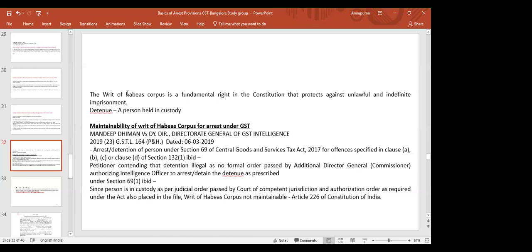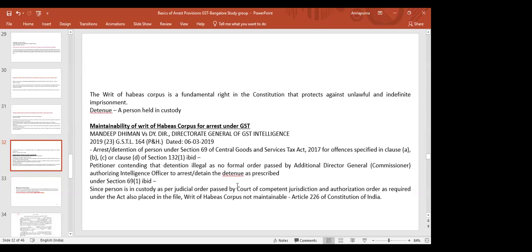So I was able to read this new term, writ of habeas corpus, sir. So I thought I will add it in the slide. It is a fundamental right in the Constitution that protects against unlawful and indefinite imprisonment. I didn't understand, but okay, proceed. It is a new term which I learned today, sir. Habeas corpus. So this morning while I was reading, I thought I'll add it in. It was discussed in one of the judgments, Mandip Diwan versus Deputy Director General of GST Intelligence, where they said that it is not maintainable, it is not applicable.